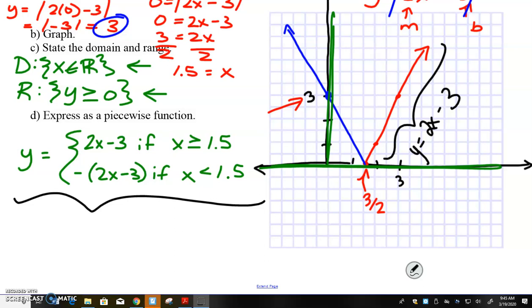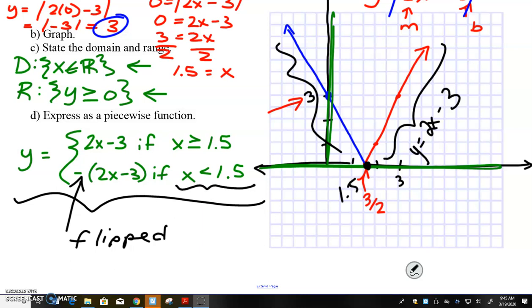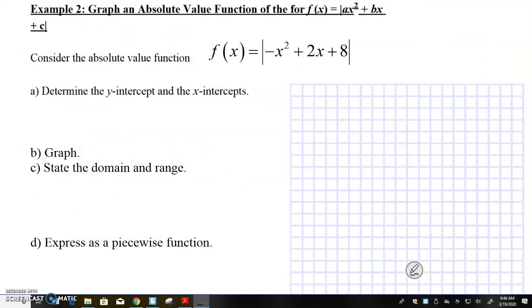But on the other side here is where I flipped the graph. So remember that that negative means it's been flipped. This section of the graph from the x-intercept of 1.5 and down has now been flipped. So we say that it's negative if x is less than 1.5, because that's the part of the graph that's been flipped. Now we're going to try the next one.